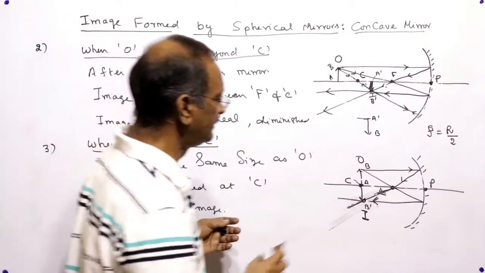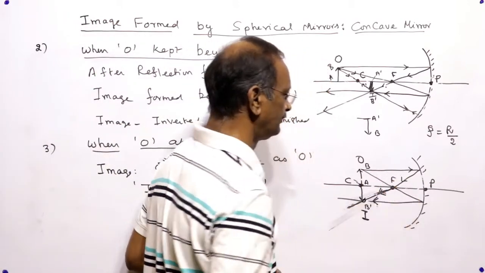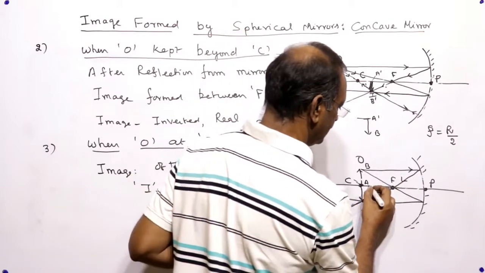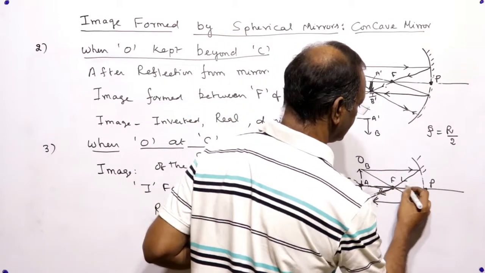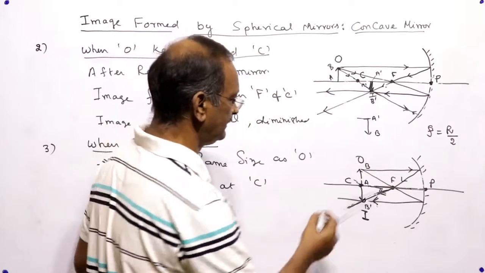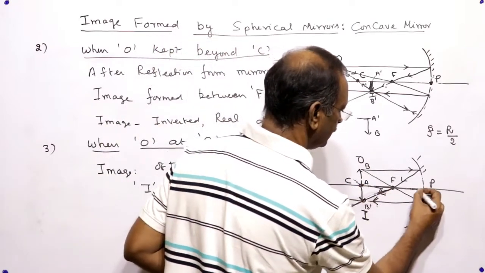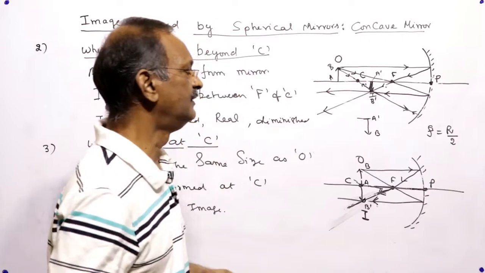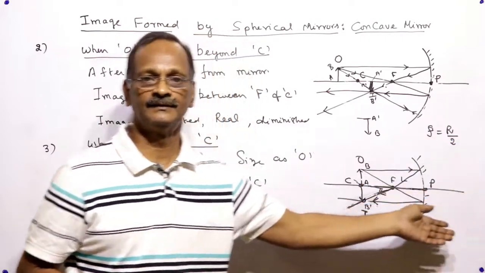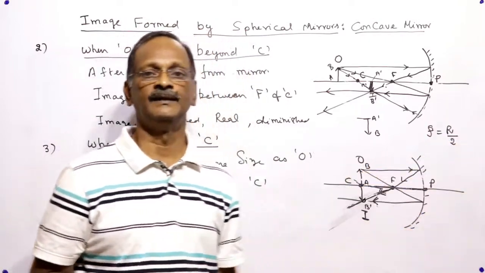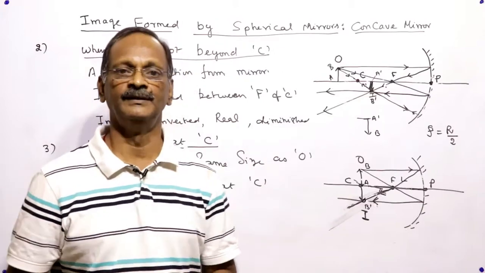Now we can see this is the focus. I have done it last because it becomes congested, a small place congested. This is the center of curvature, this is the pole. Since we know focal length is equal to radius of curvature divided by 2, we have already proved it in the previous video.